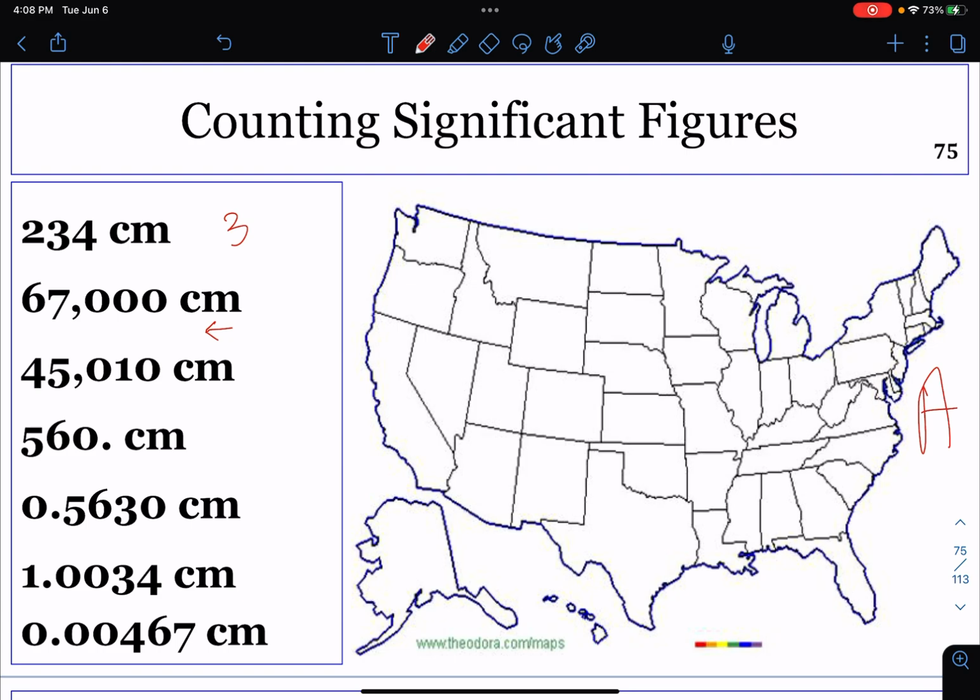We're not completely sure, but we know for sure of the 6 and the 7. We have 2 significant figures in this measured value. We're going to start on the right-hand side here.